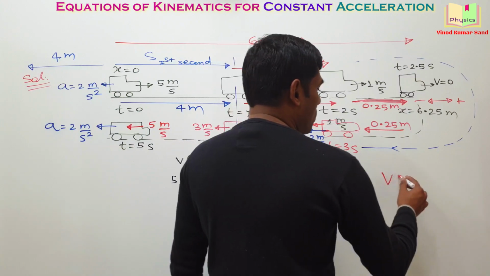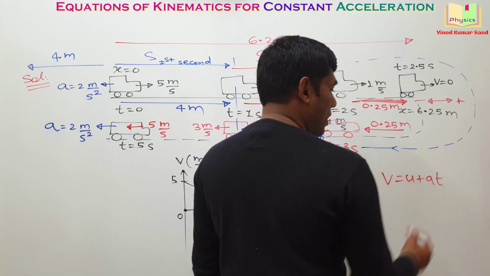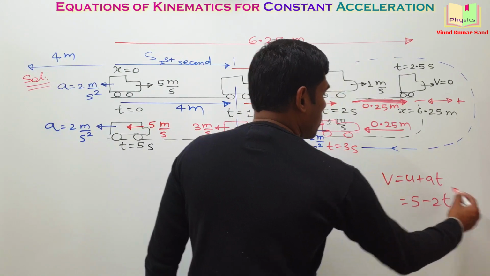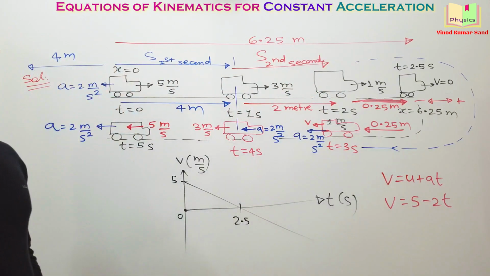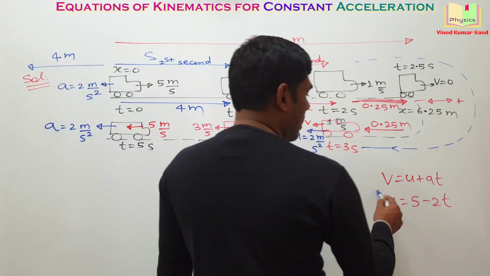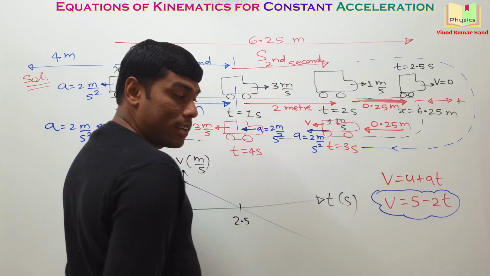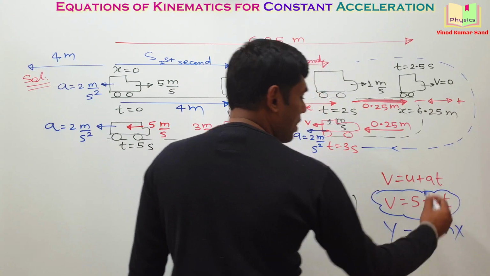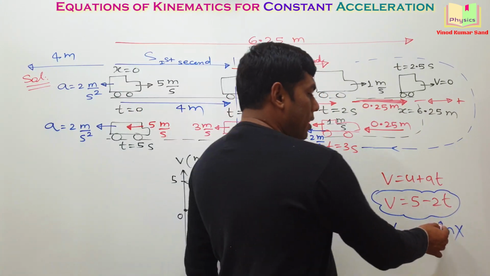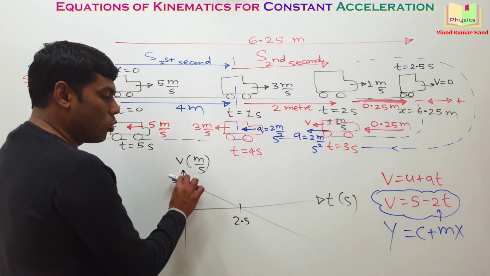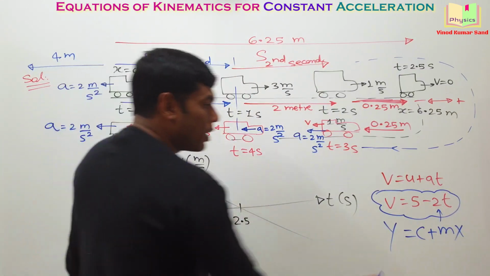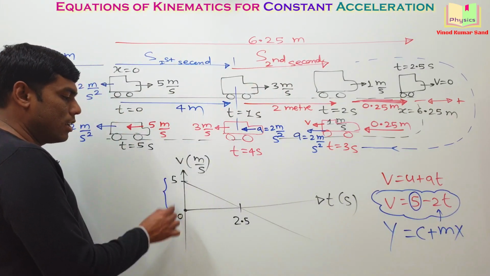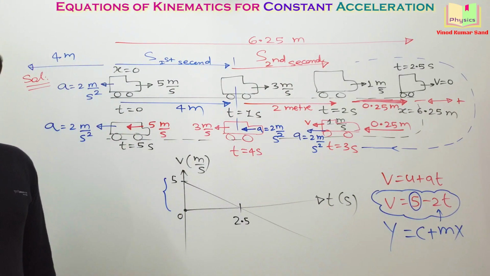Actually, we know that V is equal to U plus AT. U was 5. Acceleration was minus 2. Clear? This is depicting a straight line. Y is equal to mx plus c. Here m is negative, c. The slope of this line is negative. The intercept on the y-axis is positive. Here is the intercept on the y-axis, which is positive.